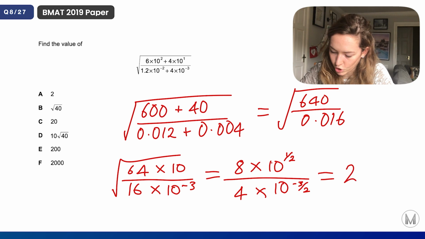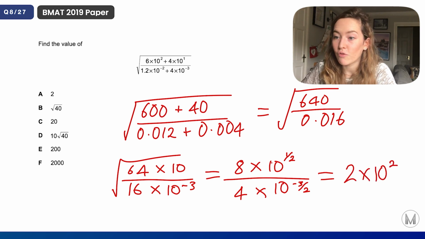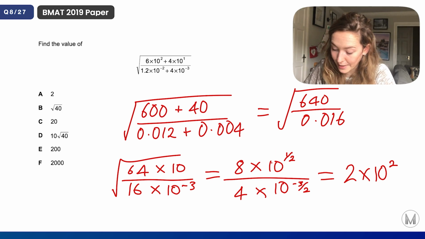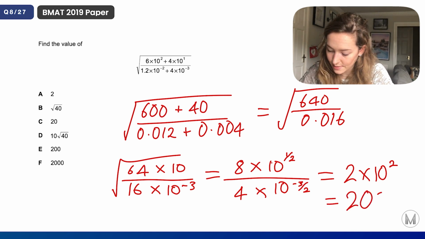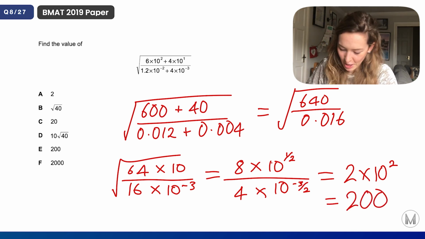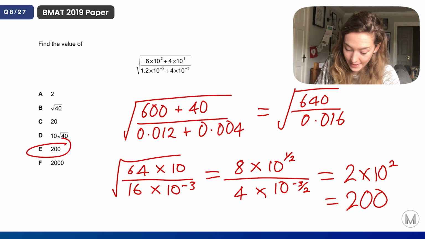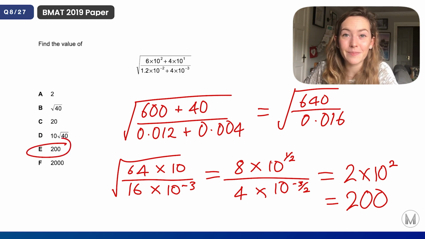So that's going to be equal to 2 times 10 squared. Because, remember, when dividing indices, you're just going to subtract the indices from one another. So half minus 3 over 2 is 2, as we've got it up here. So finally, 2 times 10 squared is 200. So you've taken quite a tricky equation and worked out that the answer is E.